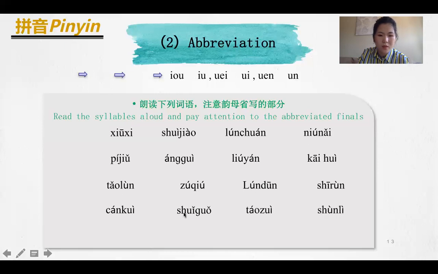Pay attention to this one, 水果. When two third tones come together, you change the first one to second tone, and the second stays third tone, right? 水果, 水果. I just want to stress it one more time. When you see all this, it actually sounds like this one. We sounds like we, and when sounds like when. Okay.